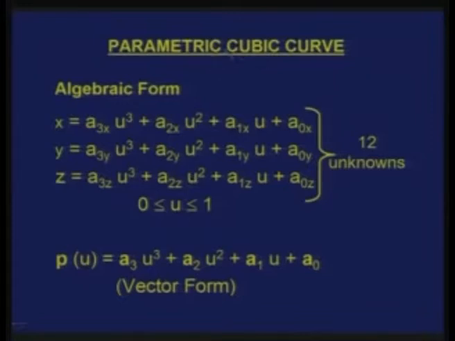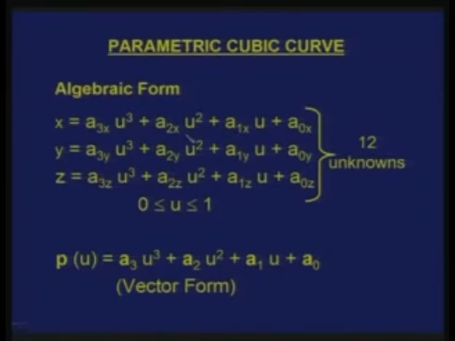As the name itself indicates, that is parametric cubic, this curve is represented where x, y, z are cubic functions of parameter u. So, x is a cubic function of u, which can be represented by 4 unknowns, or you can say 4 variables, which are shown here as a3x, a2x, a1x and a0x. Similarly, I have y and z, which are also cubic functions of parameter u. That means, in order to define a parametric cubic curve in algebraic form, one has to give 12 variable values.